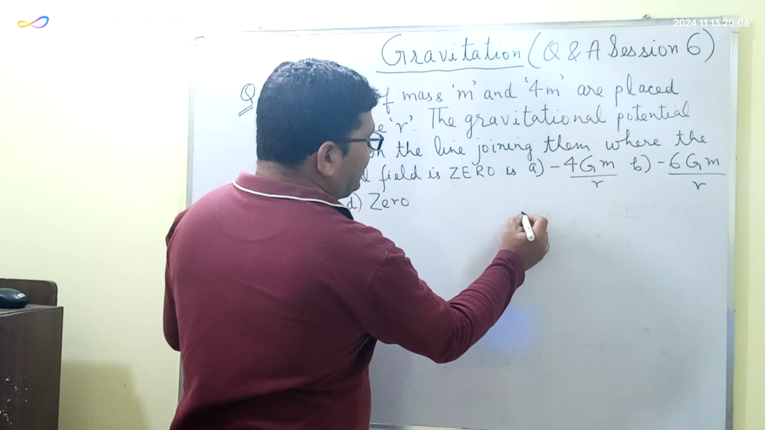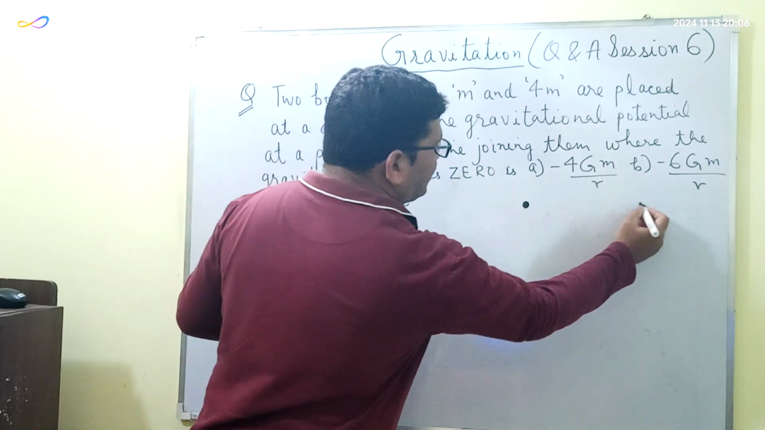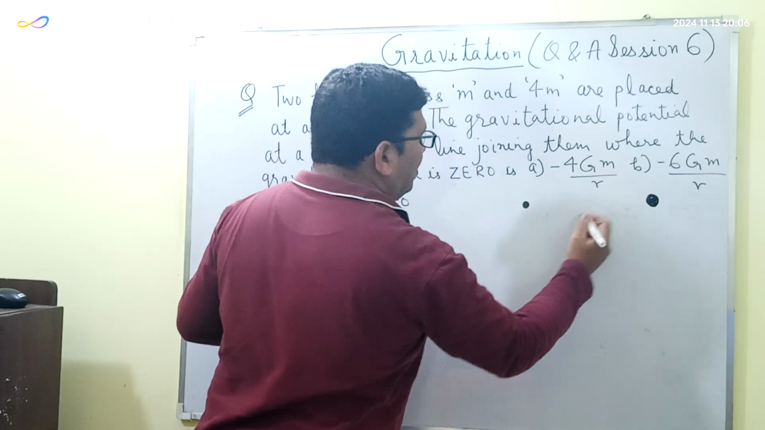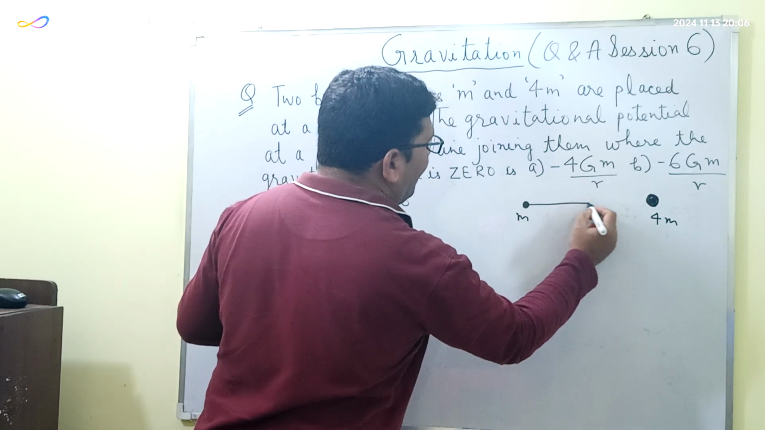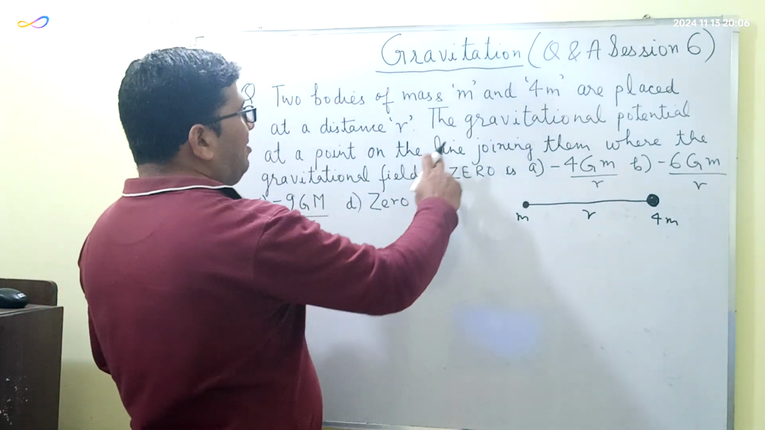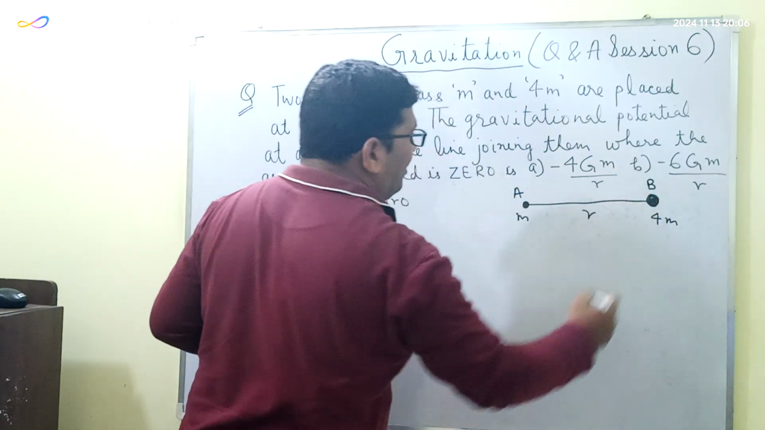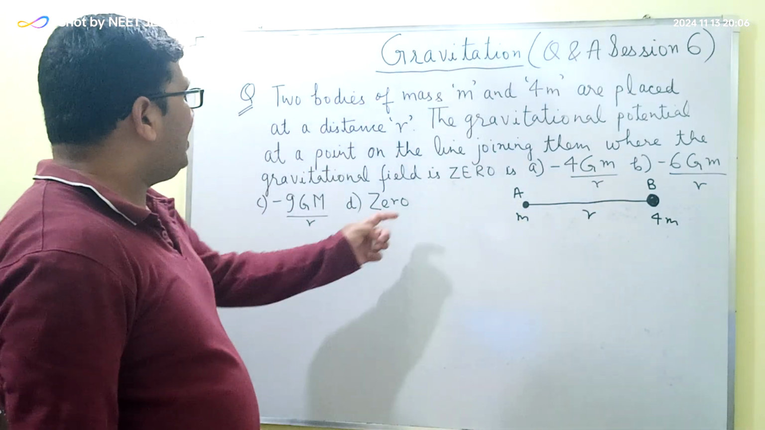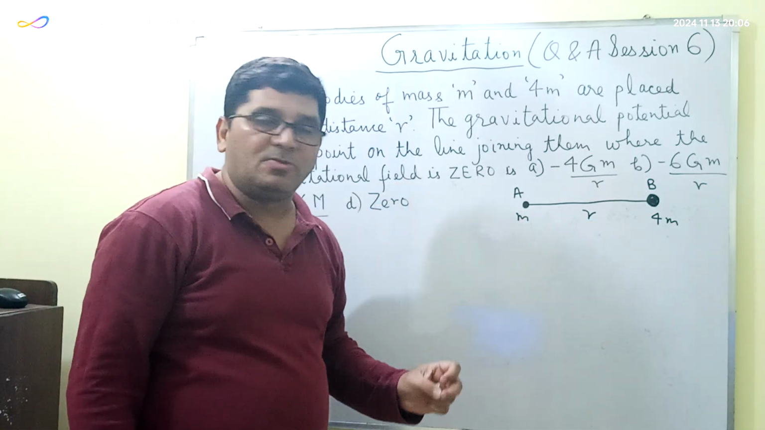Let us say this is one body of mass m, and this is another body of mass 4m, and they are separated by a distance r. This is the point A and this is the point B, and this is the line joining these two bodies. First of all, we have to find the point on this line where the gravitational field intensity is zero.